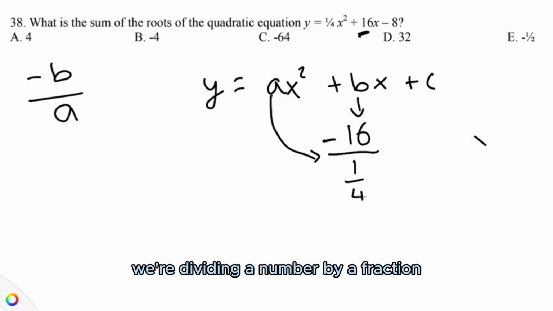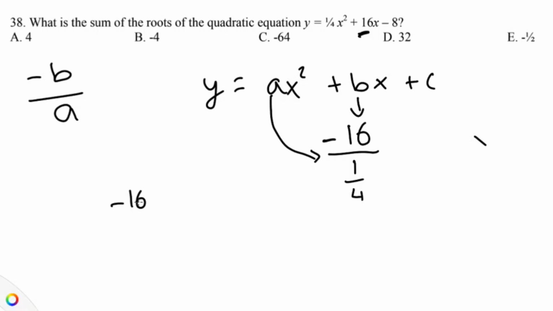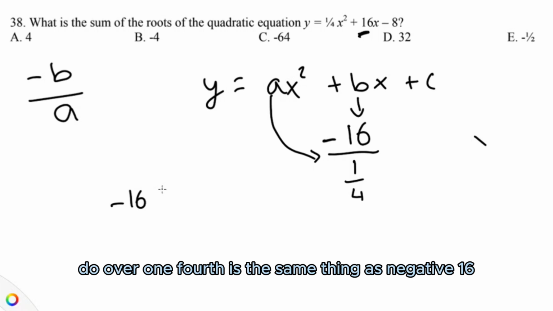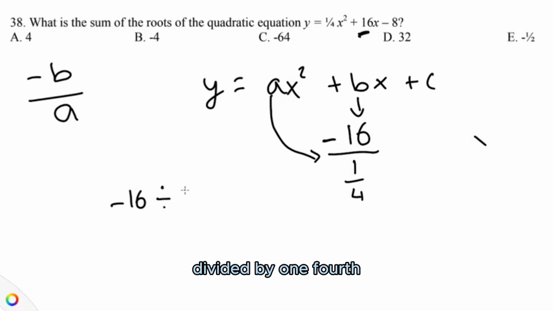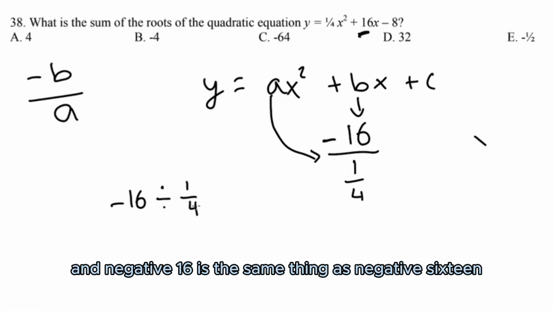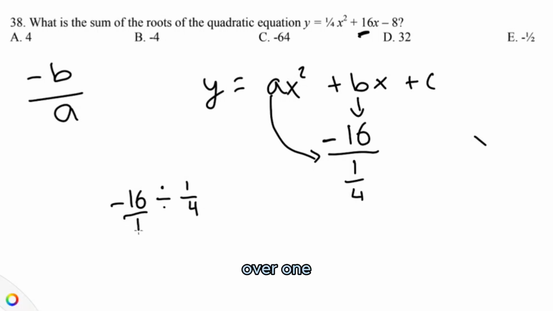Now, here's the thing. We're dividing a number by a fraction. This is kind of hard to do. So how can we make this easier? Well, let's represent this in another way. Negative 16 over 1/4 is the same thing as negative 16 divided by 1/4. And negative 16 is the same thing as negative 16 over 1.